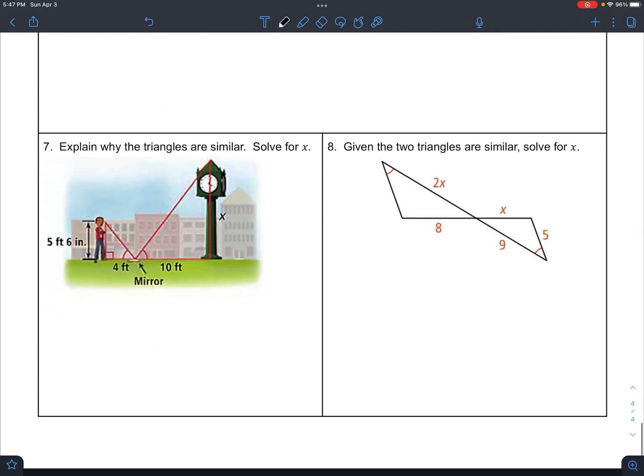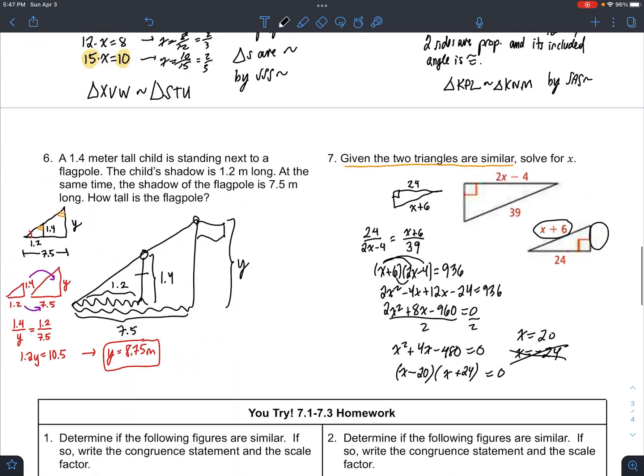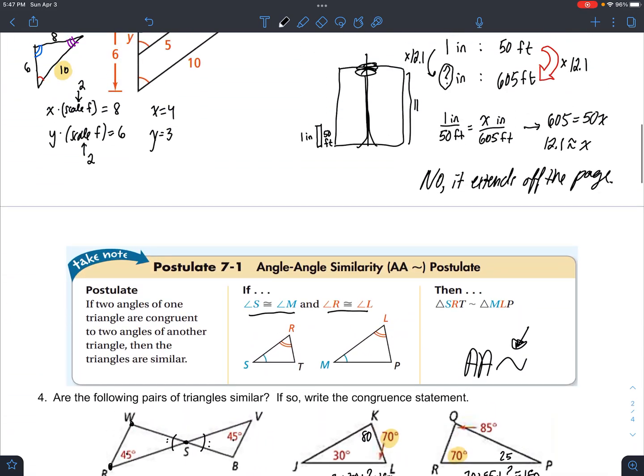All right, that's it. Try out the homework here. We might end up working on this over 2 class periods.